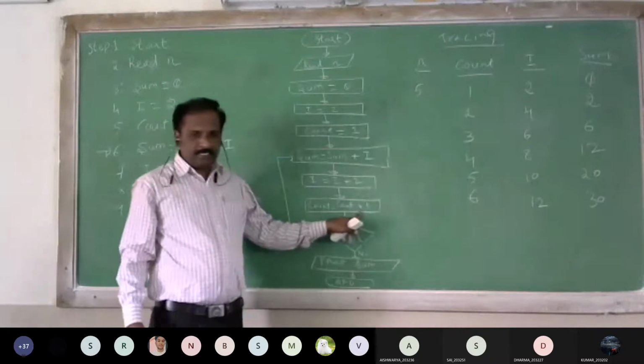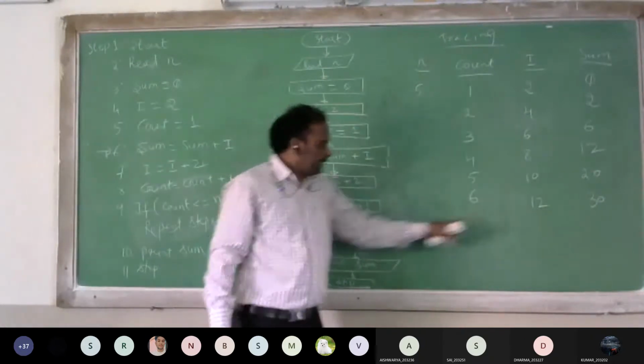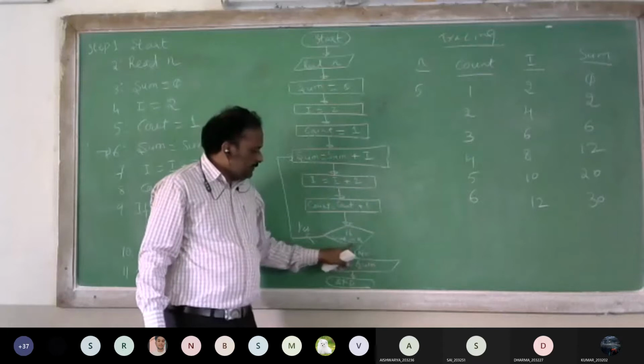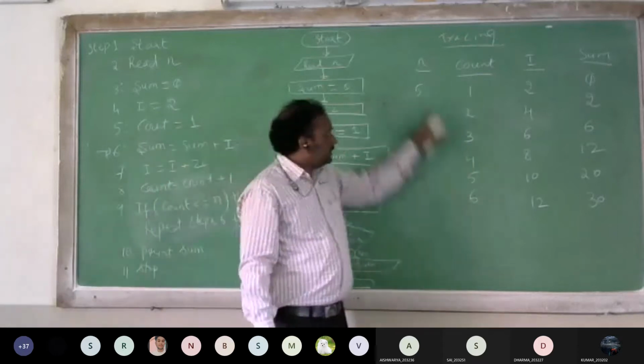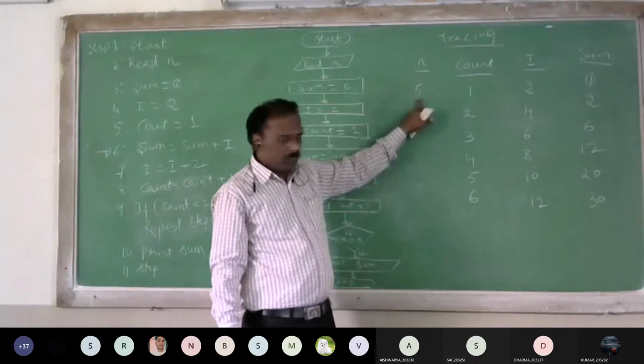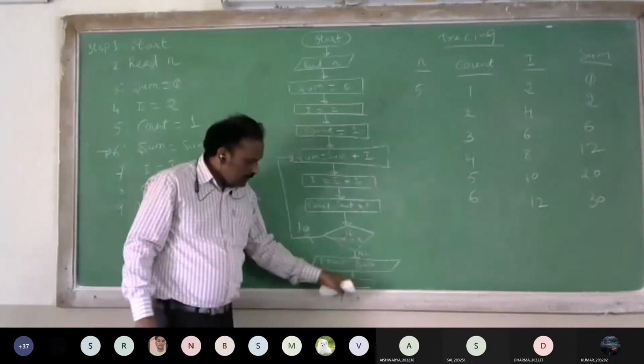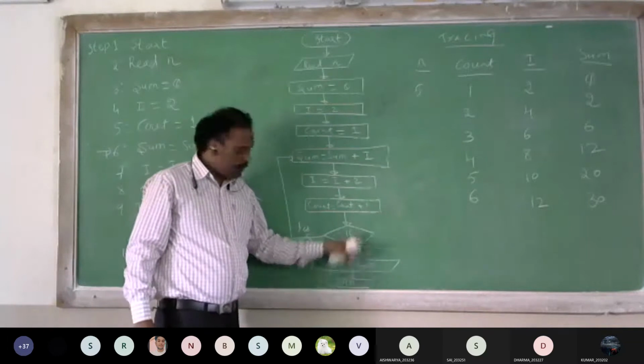Count is equal to count plus 1. This is the sixth even number. Now test the condition. Count is less than or equal to n. 6 less than or equal to 5? Is 6 less than 5? No. Is 6 equal to 5? No. No means follow the no path. No arrow.